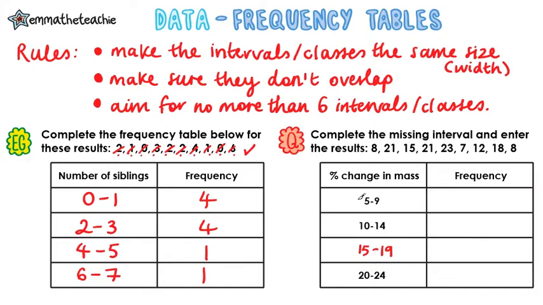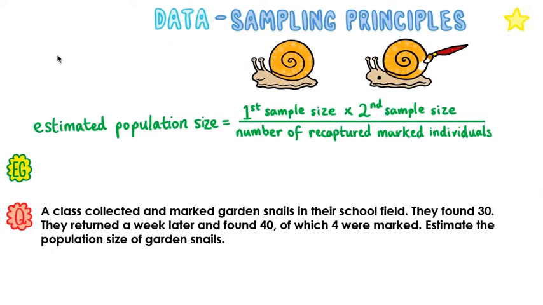Okay, so now the frequencies. 5 to 9 would be 8, 7, and this 8, so 3 in total. 10 to 14, 1, 2. 15 to 19 is just 1. And then 20 to 24, 1, 2, 3. And again, we'll tot them up. 5, 6, 7, 8, 9. We've got 1, 2, 3, 4, 5, 6, 7, 8, 9. Perfect.